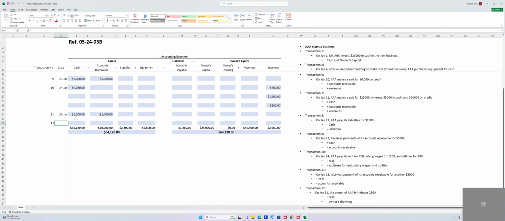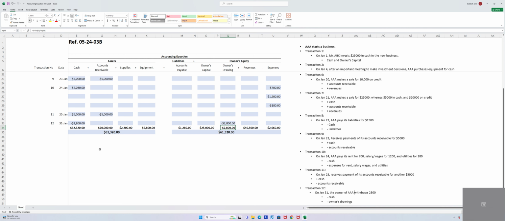And this is the last transaction, which is 12. And on January 31st, the owner of AAA withdraws $2,800. So we are reducing cash by $2,800, and then we are recording owner's drawing. That means whatever the owner withdraws, we record it there, but we record it by the same amount.